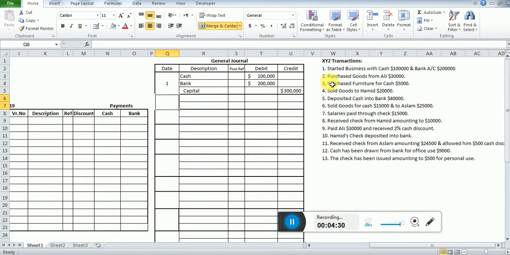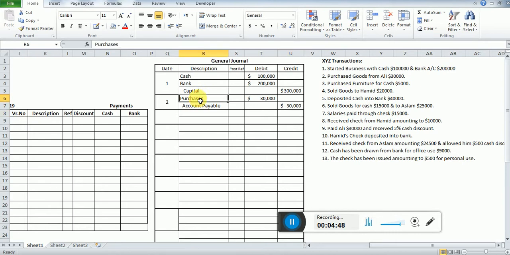Okay, now we have purchased goods from Ali, it means from Ali on account. So you have to debit the purchases account, and accounts payable should be credited. How much? That is $30,000 and $30,000.